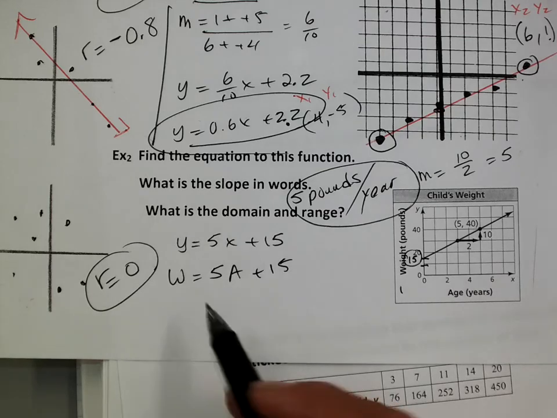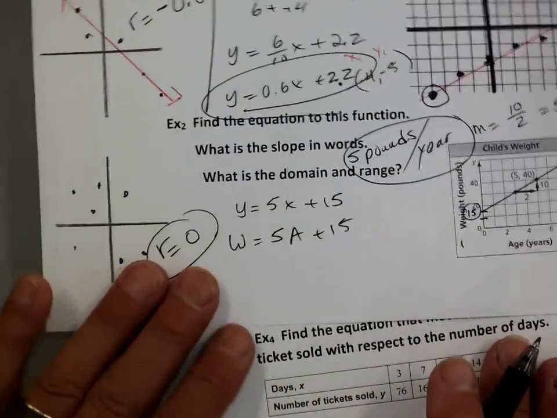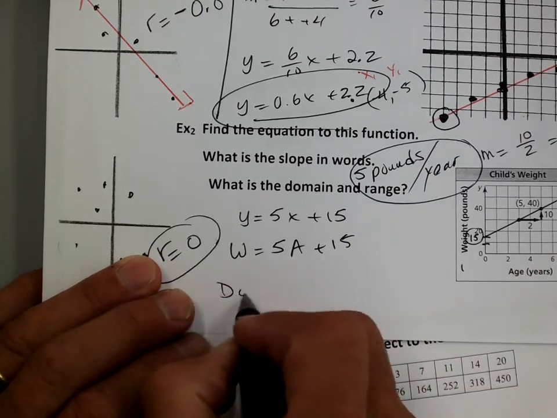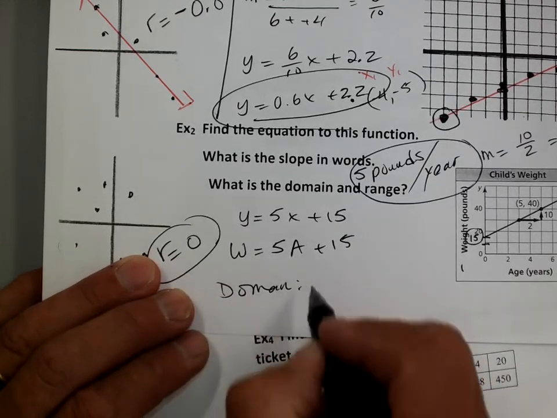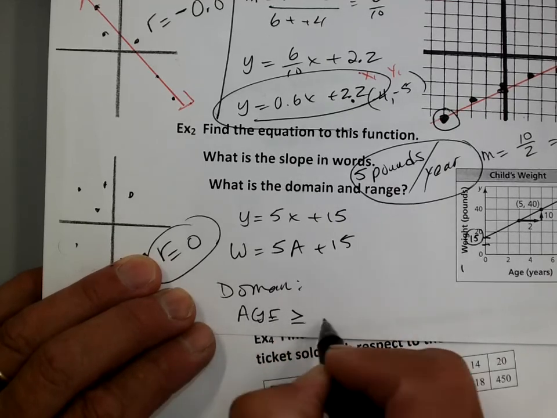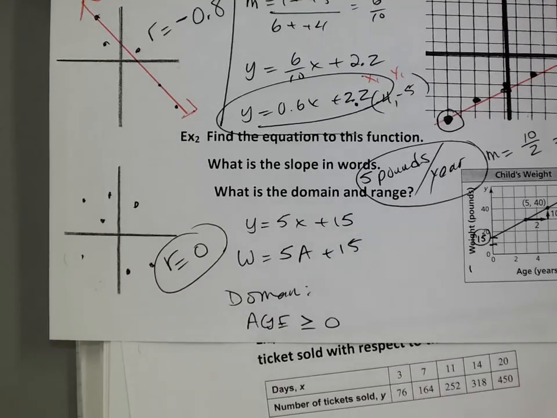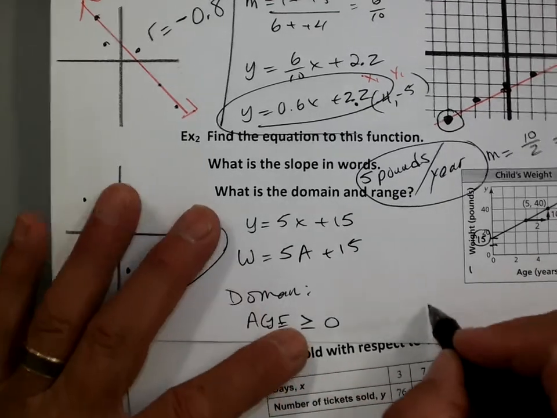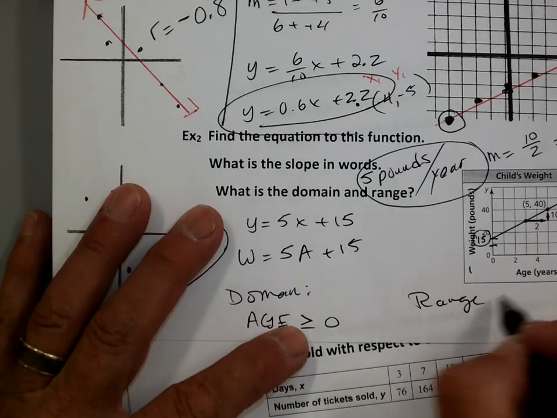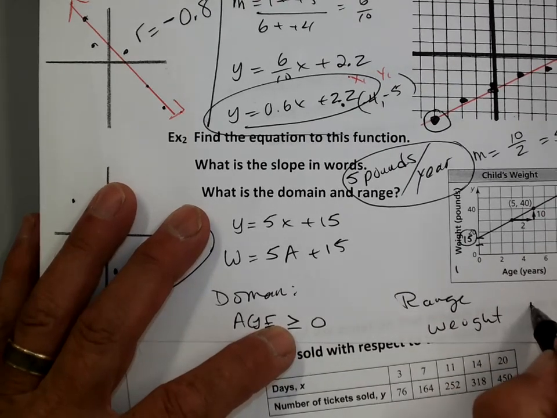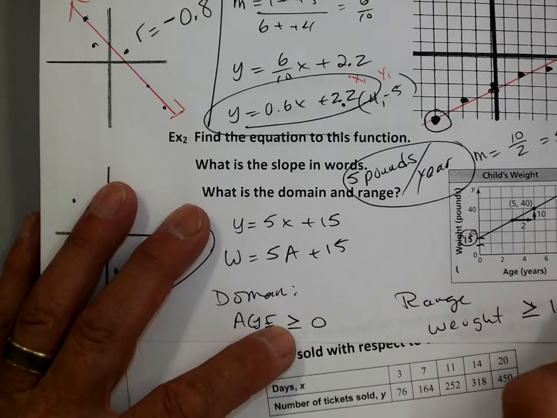Now domain. We talked about domain before. Domain and range. So the domain is age, age greater than or equal to 0, right? So you're born and then you grow. Then the range is a weight, weight of greater than or equal to 15. Okay?